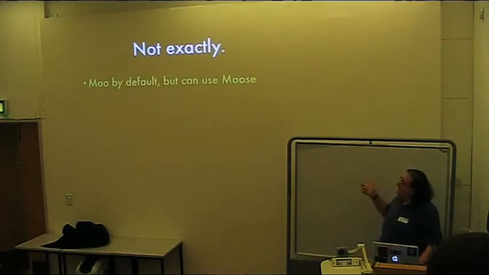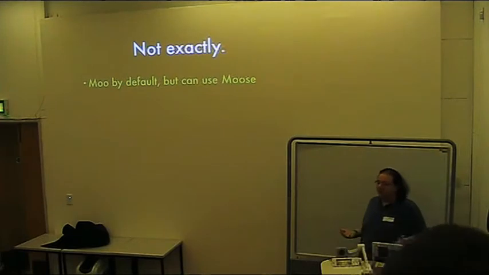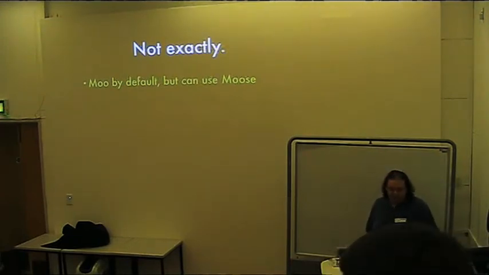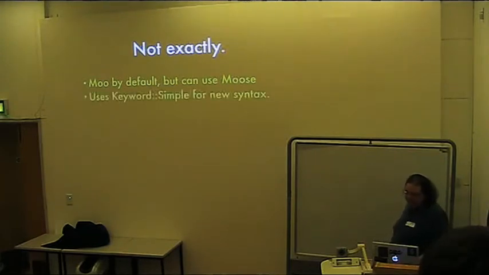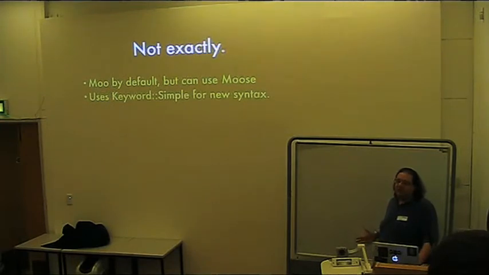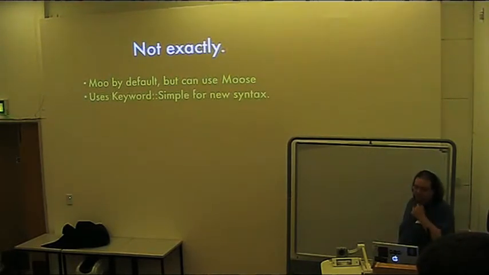For one thing, it uses Moo by default, but it can use Moose. And in fact, it can also use Mouse, although I don't think that's officially supported. But the nice thing about this is it's not tied to one object framework. It does this stuff independently of the object system. Keyword::Simple is used for the new syntax, as well as some fairly well-tested code for parsing out things like bare word class names and role names and things like that. If you've ever tried to come up with the regex for parsing out a Perl package name, it's actually harder than you think.